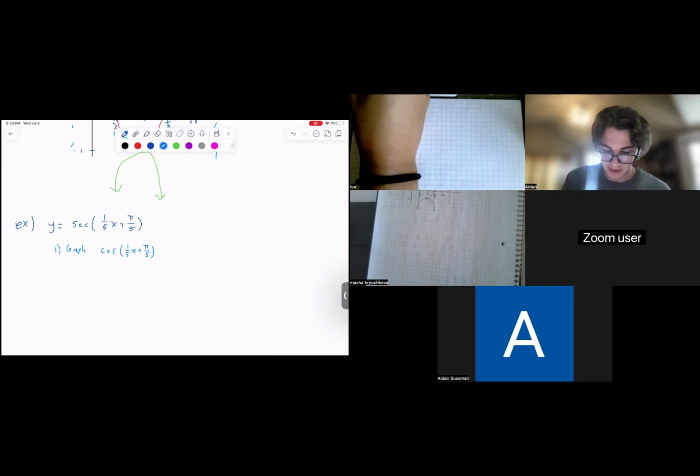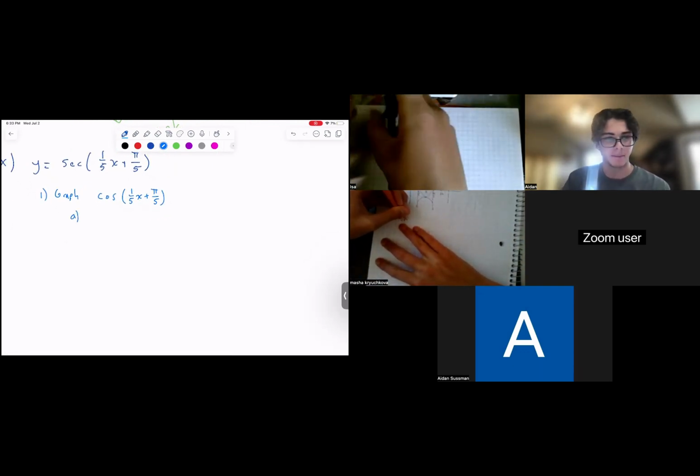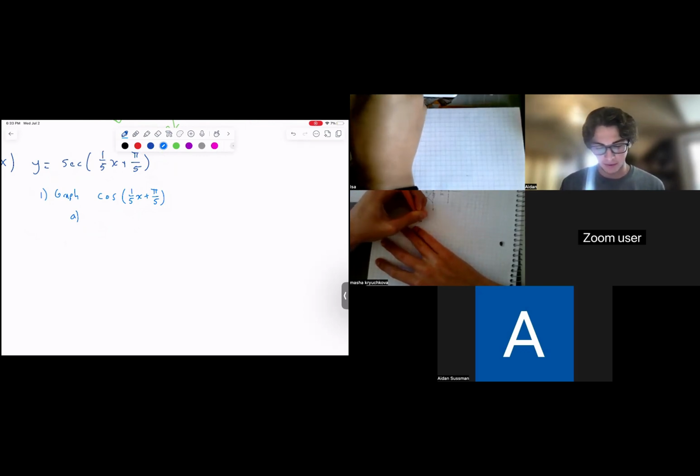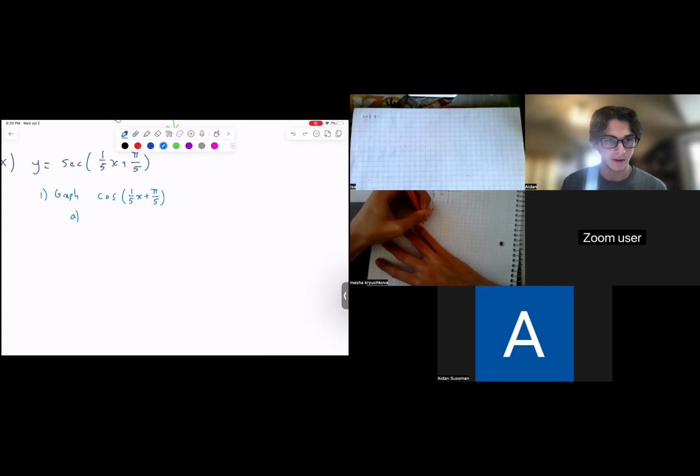All right. And then Isa, how do I do that? Let's call this step A now. Let's do a mini step. What is the first step in order to graph this? What do I have to do first?